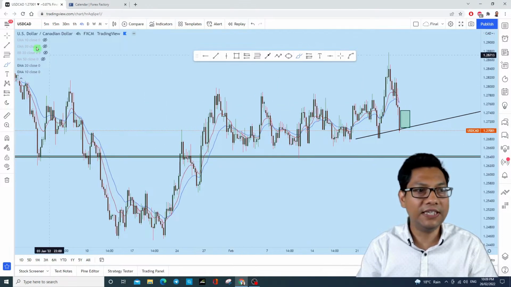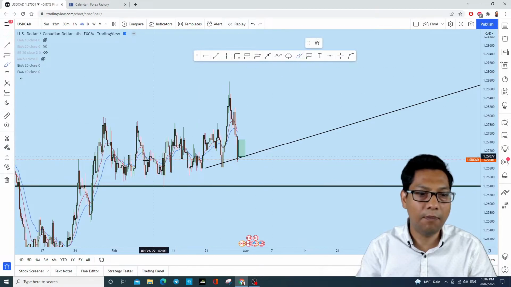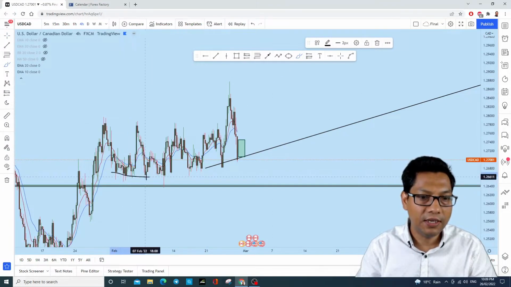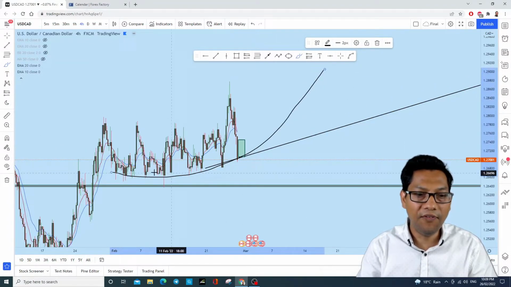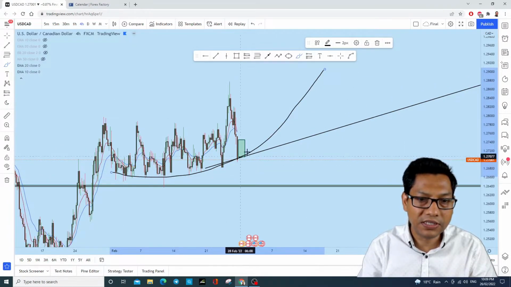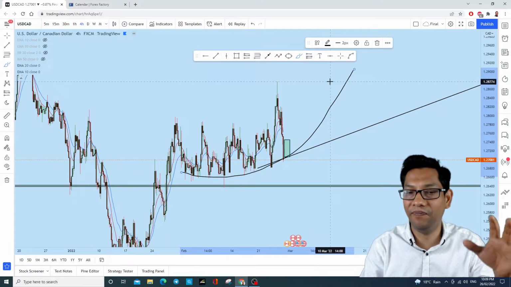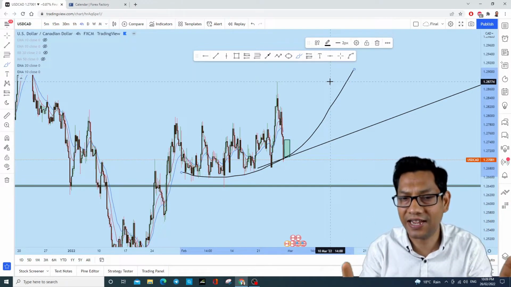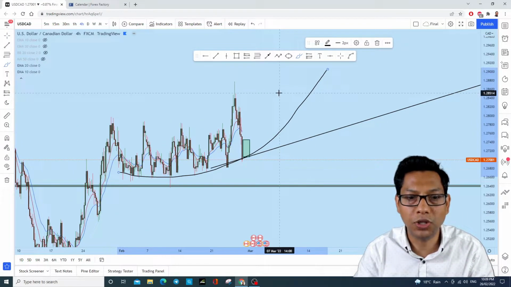Now listen, this is the thing that you need to understand. See, USDCAD is creating a market structure like this. Now this is a dynamic support, it is creating a curved support. If this support remains intact, highly likely that USDCAD will push to the upside.